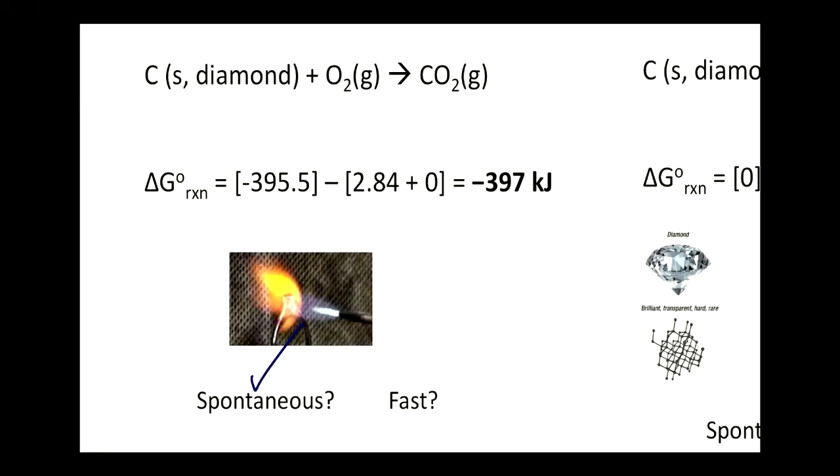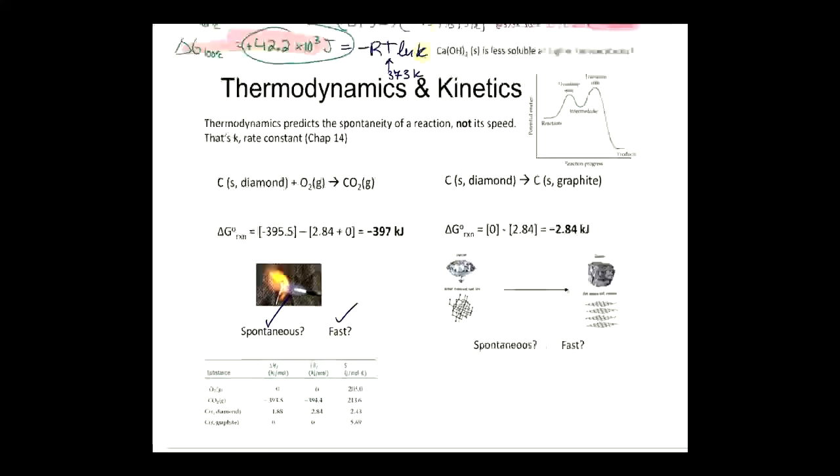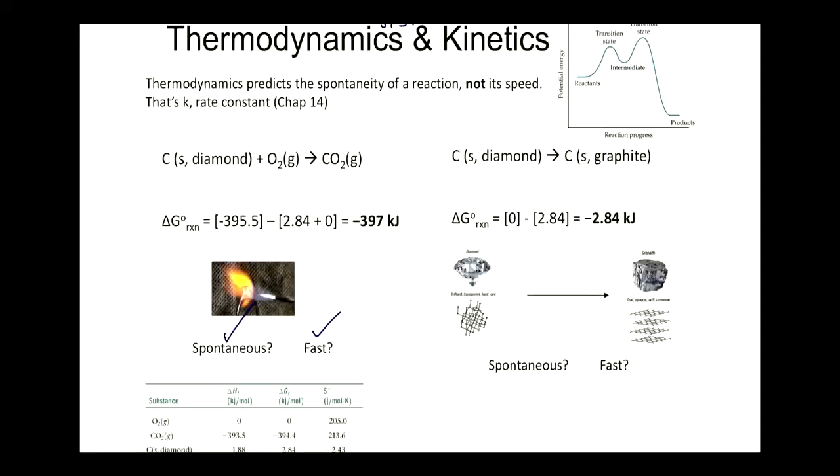Are combustion reactions fast? Yeah, they're pretty fast. They happen within our lifetime. If I set fire to some diamonds, it'll probably finish by the end of the day, depending on how much I have. So like all combustion reactions, they are usually spontaneous and usually fairly fast.